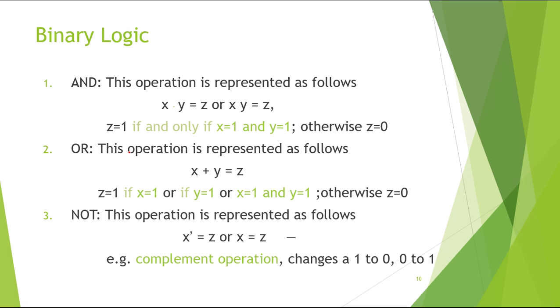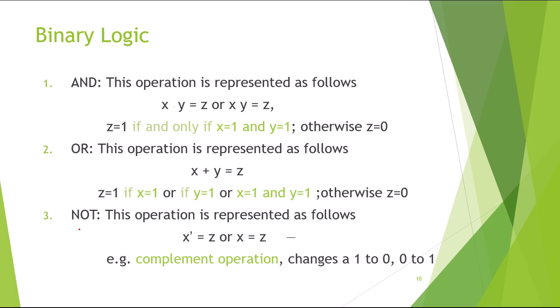The OR operation means that if I say X or Y, I want any one of them. If only one of them is available, it's good, and if both of them are available, again it's good. The notation for OR is the plus sign. So X plus Y is equal to Z means that Z will be 1 if any one of these inputs is 1, or both of them are 1. But if both of them are 0, then the output will be 0.